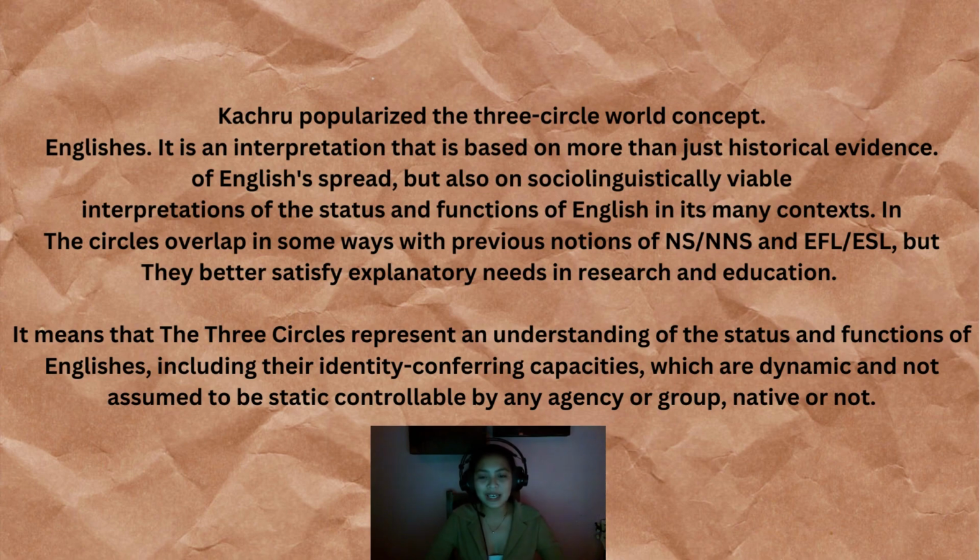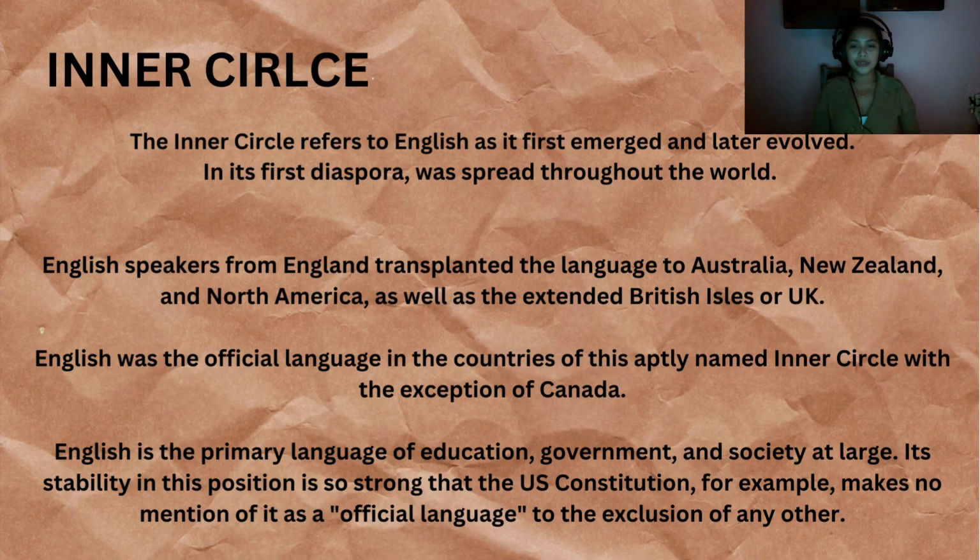It means that the three circles represent an understanding of the status and function of the Englishes, including their identity-conferring capacities, which are dynamic and not assumed to be static by any agency or group, native or not. Inner circle refers to English as it first emerged and later evolved, and its diaspora spread throughout the world.